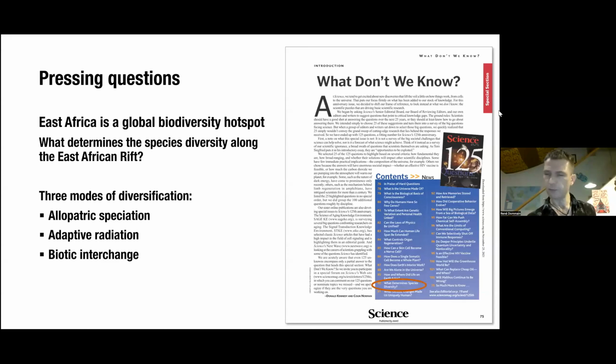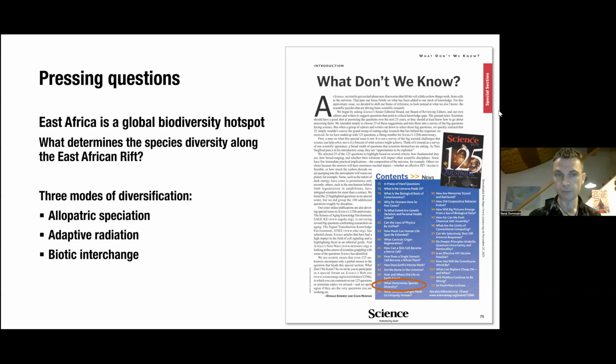In 2005, I think, when the journal Science turned 125 years, they published the 25 most pressing questions, in their opinion, for science. And one of those questions is, what determines species diversity? So we can rephrase this and think about, okay, East Africa is a global biodiversity hotspot. So what determines species diversity there?